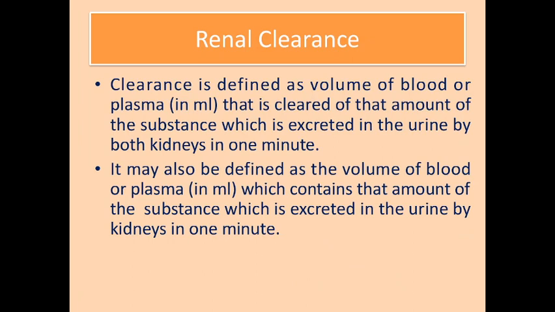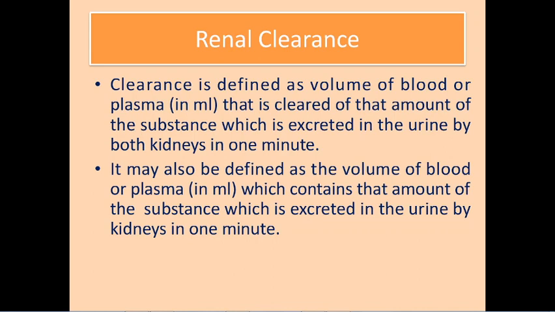What is renal clearance? Clearance refers to how quickly a particular substance is removed from the plasma by the kidney and excreted in urine. Any substance that is removed from the plasma by the kidney and excreted in urine is said to be cleared. A high clearance means the substance is quickly removed from the blood.